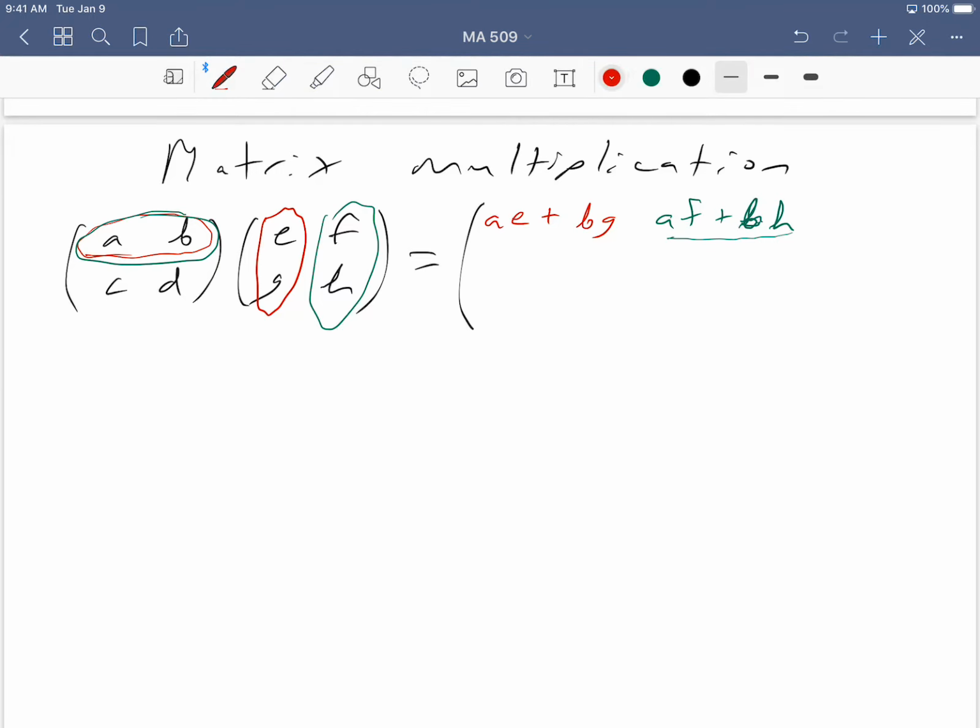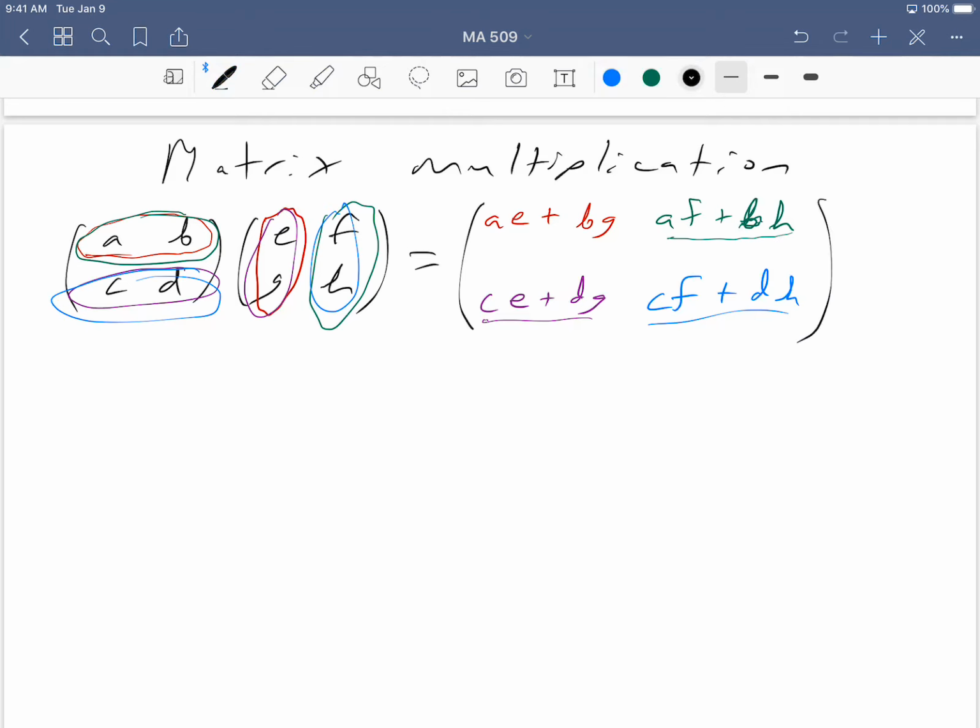If I want to do this entry, so that's the second row, first column, I'm going to do the second row, first column dot product. So I get CE plus DG. And then for this last entry, second row, second column, I'm going to do the dot product, second row, second column. So I get CF plus DH. And that's my product of two matrices.